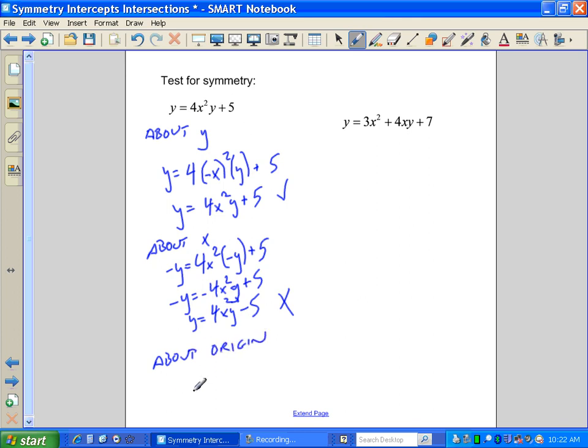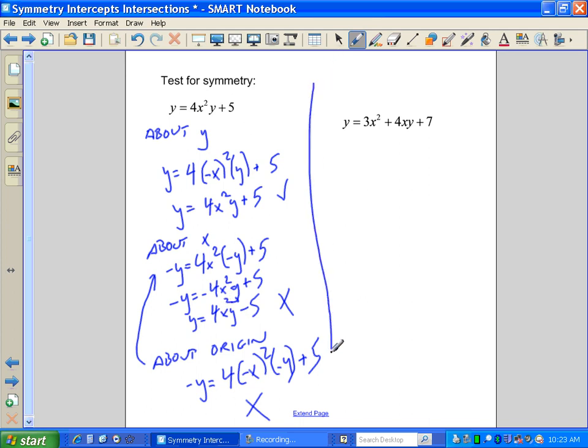I would then go with changing both things. Negative y equals 4 times negative x squared times negative y plus 5. And if you look at it, it's going to bring us essentially back to this situation here, and so it's not going to work. You can work through that a little bit on your own. Try this problem out if you want to.